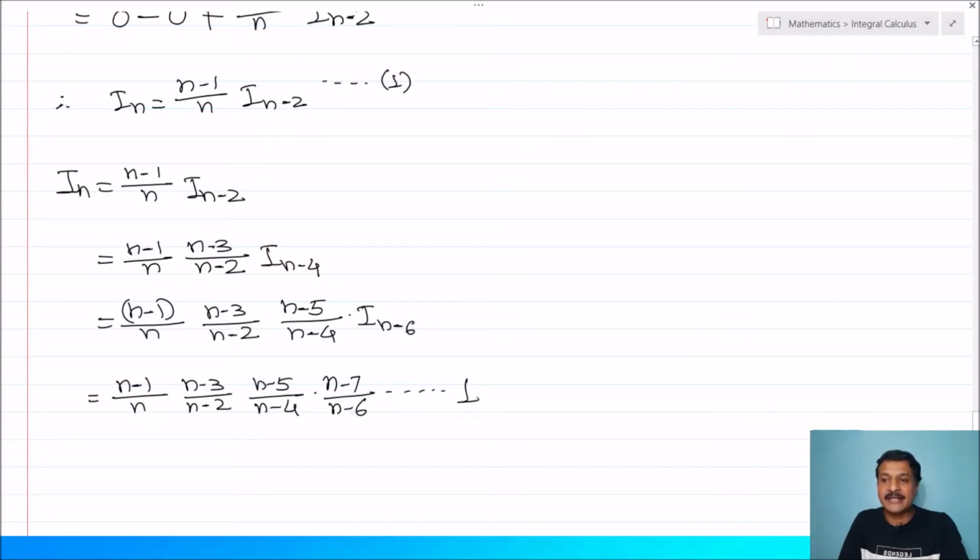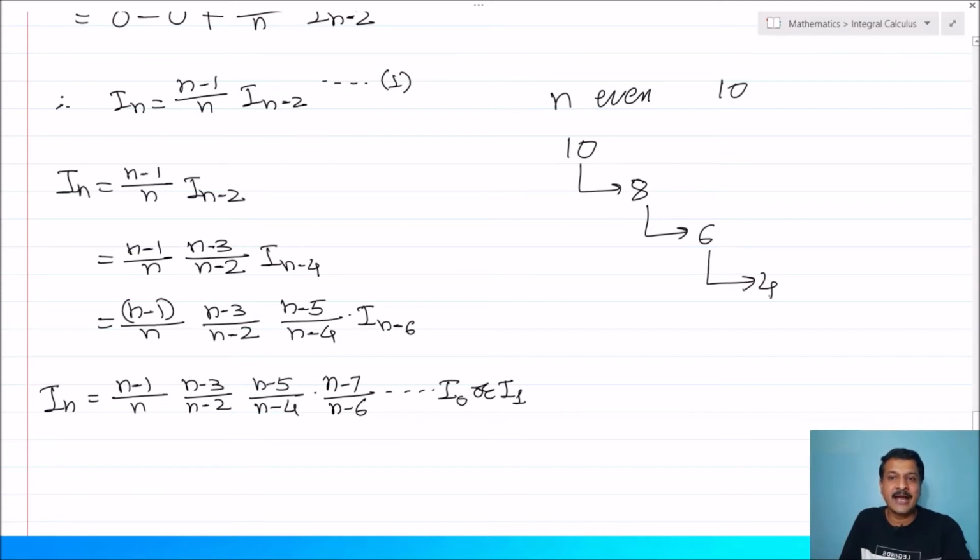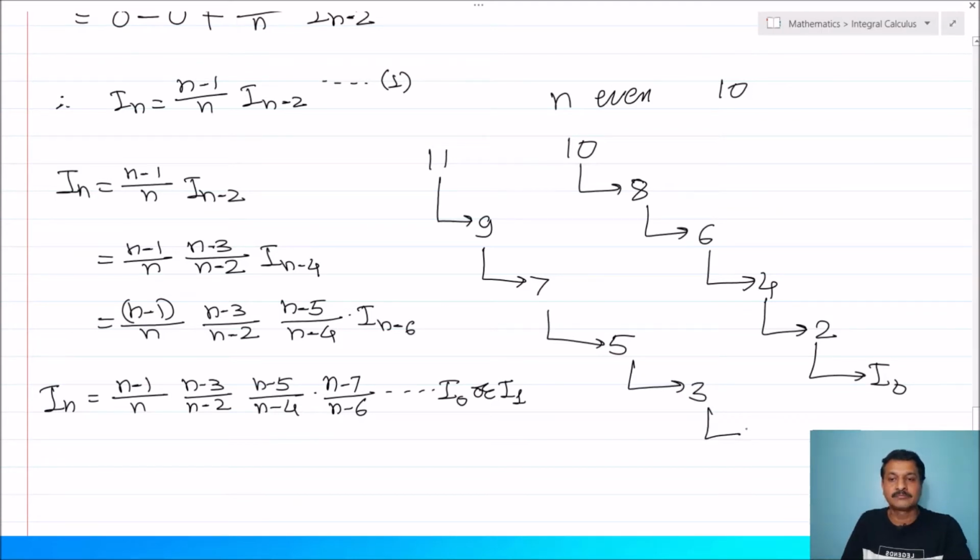So finally I will get I0 or I1. It depends on this n, whether n is even or odd. How? For example, n is even, suppose 10. I will get here n minus 2, it means here 8, I8, then I6, then I4, then I2, and then finally I will get I0. Instead of that, if n is odd, suppose 11, then n minus 2 becomes now 9, then 7, then 5, then 3, then 1. So finally I am getting here I1.